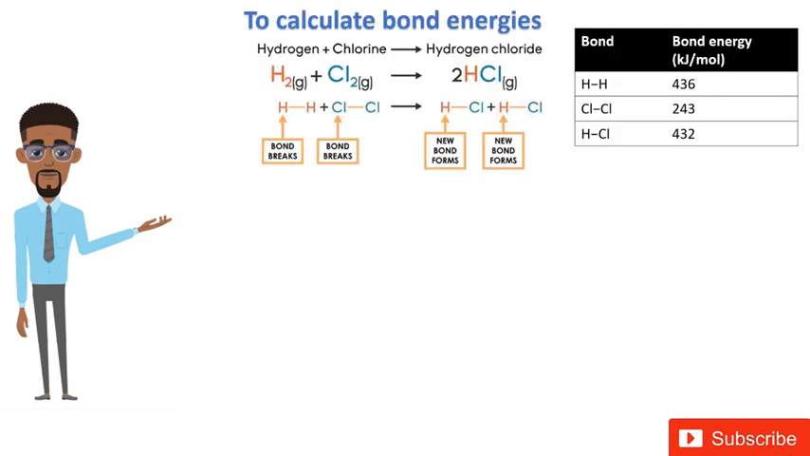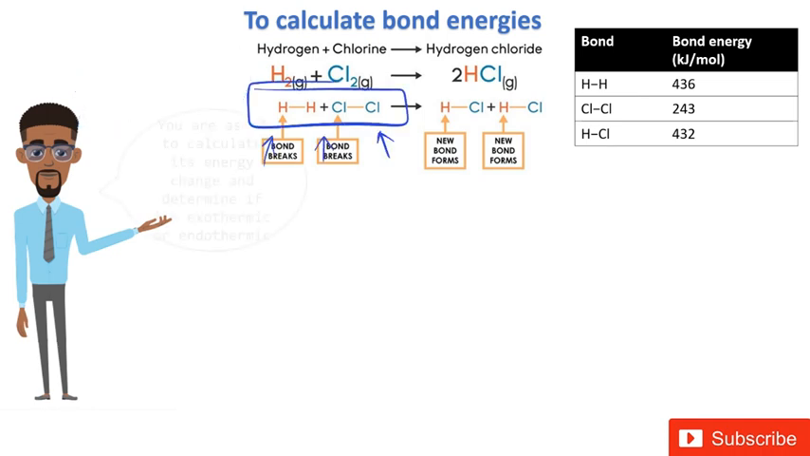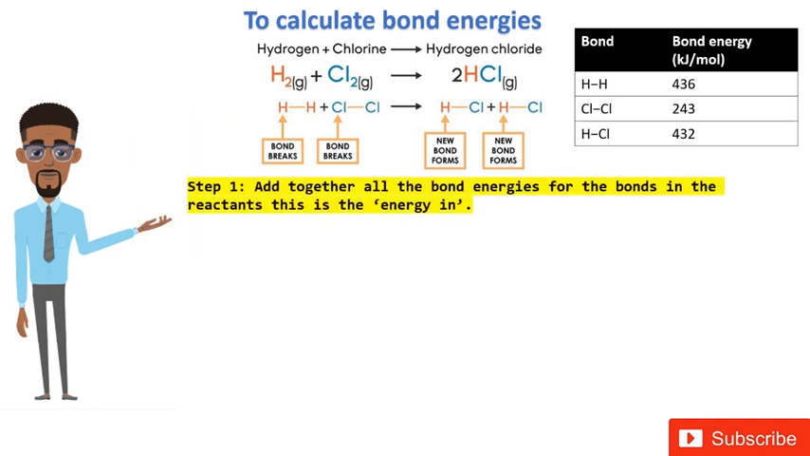How to calculate bond energies? Let's say you have a chemical reaction and also the bond energies of each molecule. In the reactant part of the equation, there are a hydrogen-hydrogen bond and a chlorine-chlorine bond, while in the product part you have 2 moles of hydrogen chloride bonds. Let's say you are asked to calculate its energy change and determine if it's exothermic or endothermic.